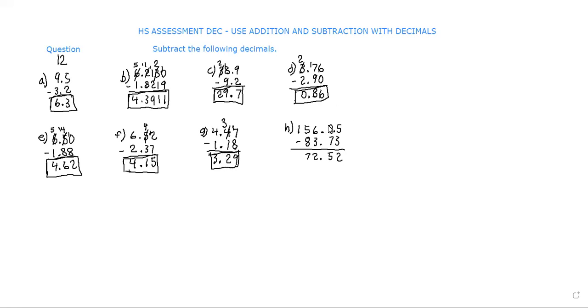Right. H, last one. 5 minus 3 is 2. 2 minus 7, we cannot do that. We must go to the place value on the left, which is a 6. Borrow 1. So this changes 6 to a 5. The 1 changes the 2 to a 12. Now we can do this. 12 minus 7 is 5. 5 minus 3 is 2. And 15 minus 8 is 7. So our answer will be 72.52.